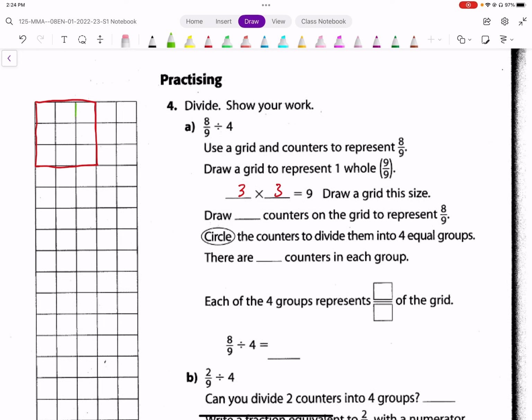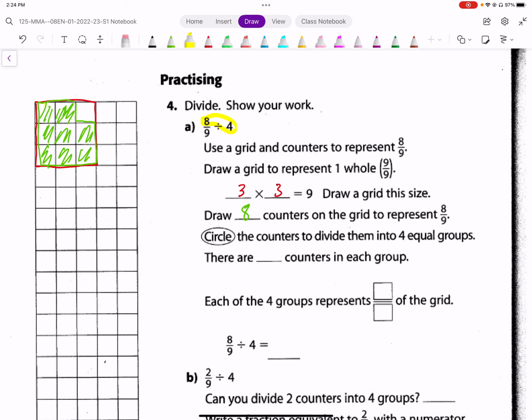Okay, so I'm going to shade 8 over 9. It's going to be these parts here: 1, 2, 3, 4, 5, 6, 7, 8. So that green then represents the 8 over 9. So 8 counters is going to represent 8 over 9 parts whole. And I'm going to then divide by 4. So this really means I'm going to take the 8 parts and divide it by 4.